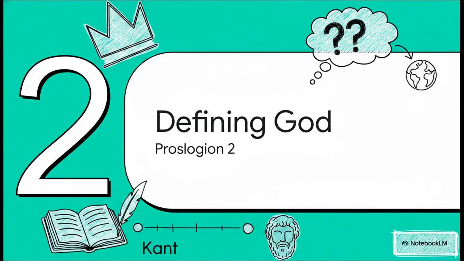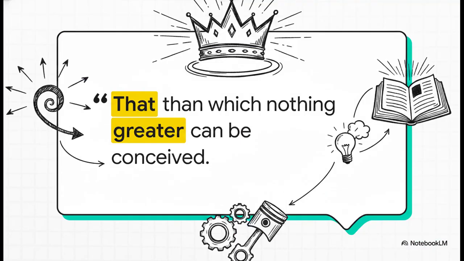Moving right along to section 2, Proslogion 2, defining God. So let's see how our new toolkit actually builds the first stage of Anselm's reasoning. This is found in chapter 2 of his 1078 book, Proslogion. By the way, fun fact, Anselm didn't actually call this the ontological argument. That name was slapped on by Immanuel Kant centuries later.